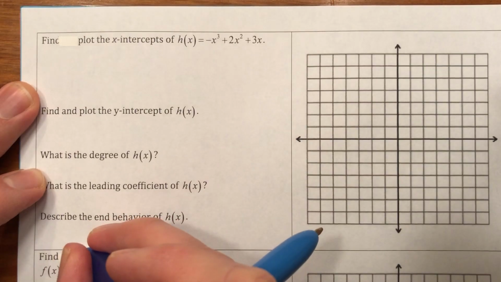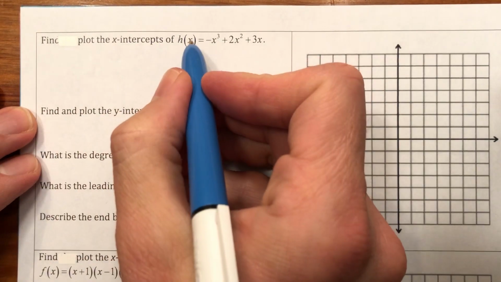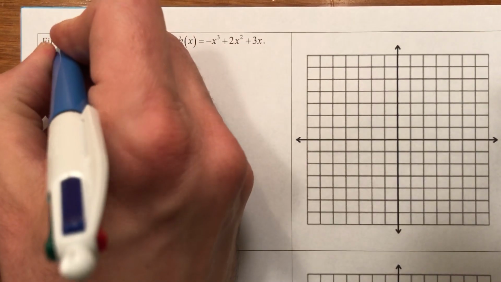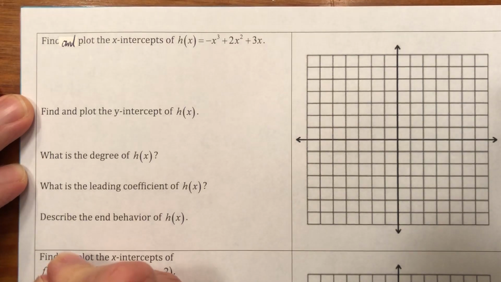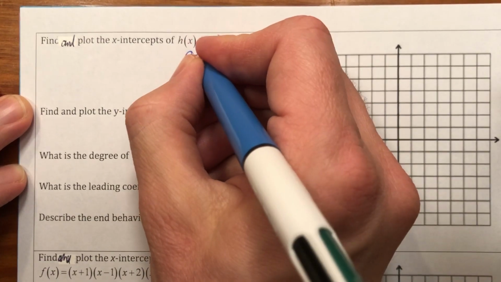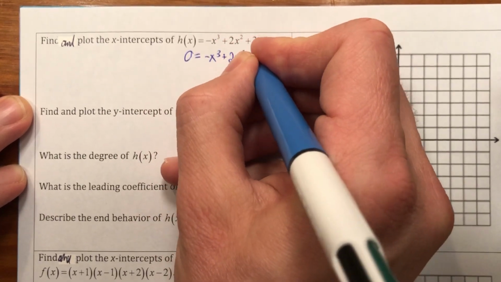That's bugging me, that typo. It needs to be corrected. We shall correct it right now. But when I do, I'm going to plug in 0 right here and set this equal to 0 basically and solve it. So here goes. 0 equals negative x cubed plus 2x squared plus 3x.